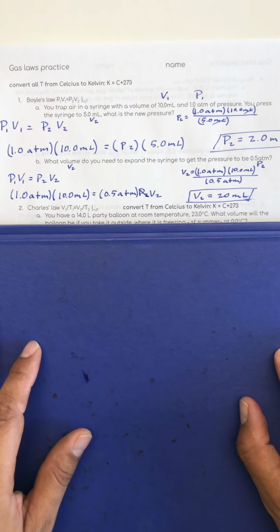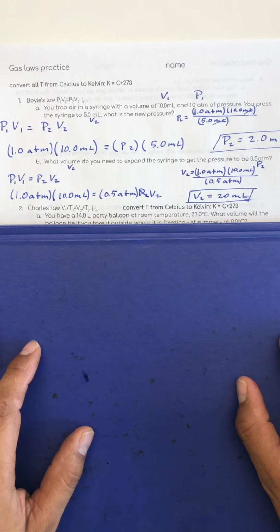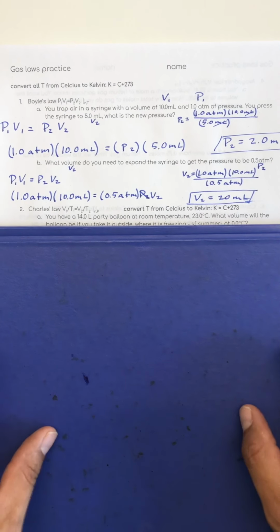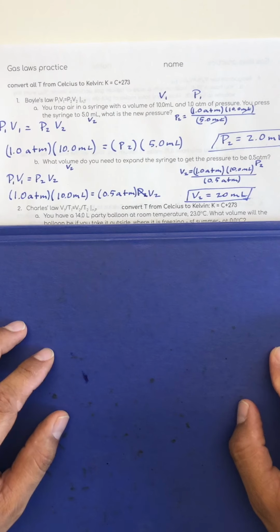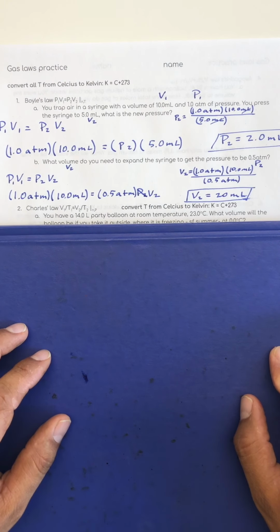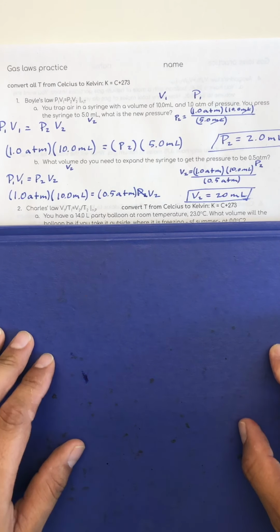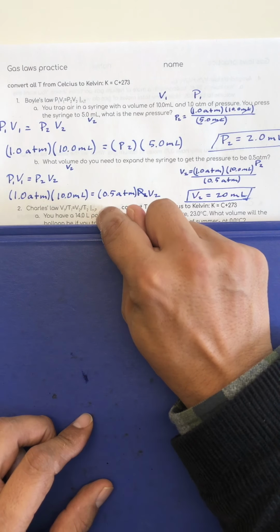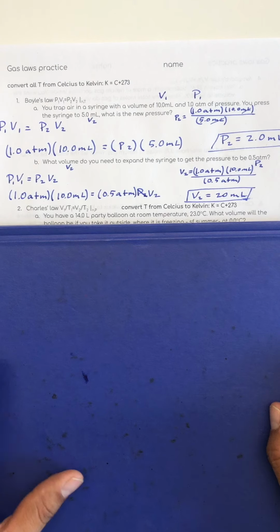All right, welcome. Let's talk about Charles's law, which is V1 over T1 equals V2 over T2. That's when you have some sort of sample where the volume and temperature are changing, but everything else stays the same. So like a balloon where the number of moles stays the same and the pressure stays the same. So you'll see this line here, the n and P, number of moles and pressure, stay the same.